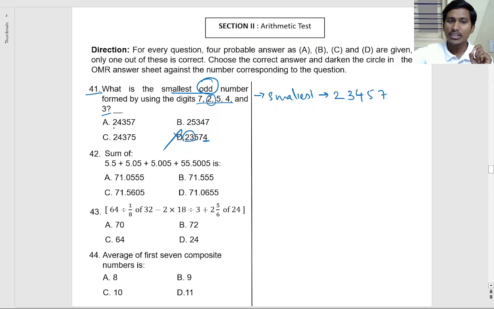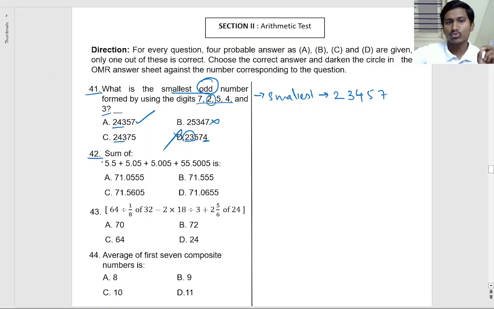If you see 24,000 and 24,000, this is 25,000, this will not be the smallest. So 24 and 24, if you see 357, 375, 357 is the smallest, that is the correct way. Or you can change that answer to 23,457, that is also correct. So that is the answer, option A here.